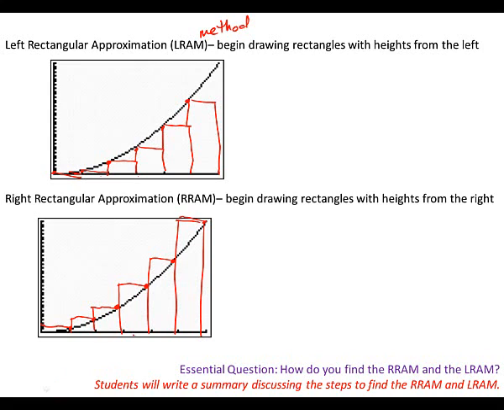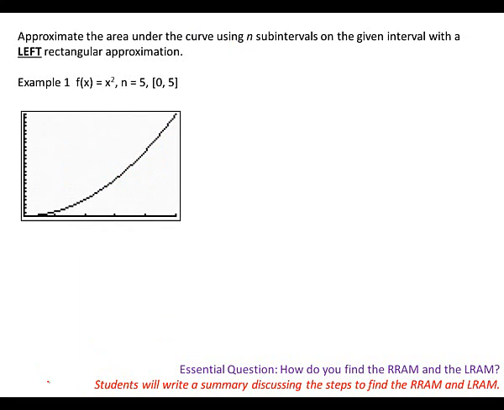Okay. So notice that was the exact same picture, right? And we drew it 2 different ways. So we may only use a couple of functions here. We're going to approximate the area under the curve using n subintervals on the given interval with a left rectangular approximation. So it says that we're coming from the left. It says that we're supposed to use this many subintervals. So I'm supposed to break it into 5. It says that I'm on the interval 0 to 5.